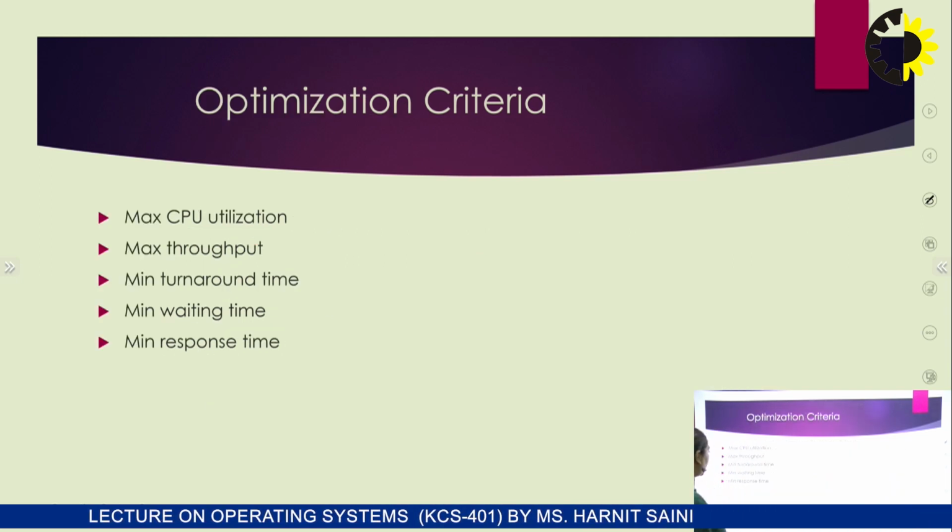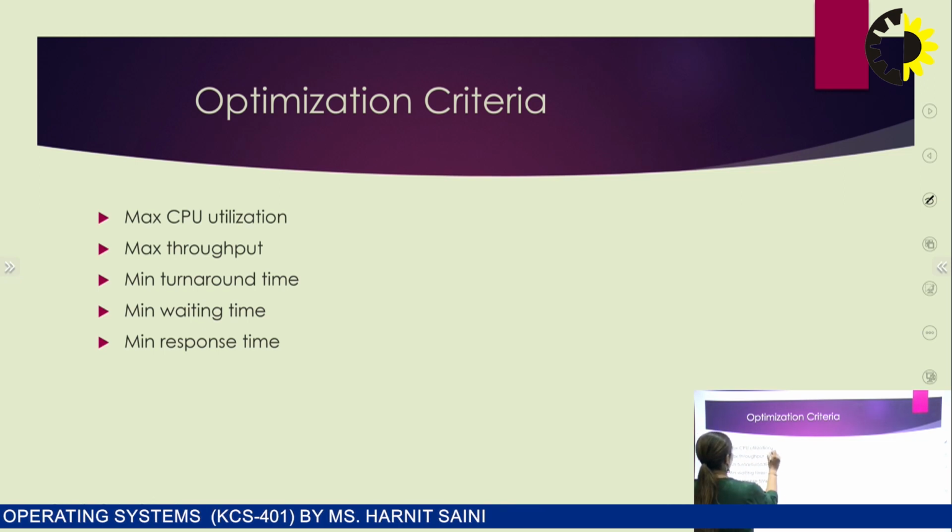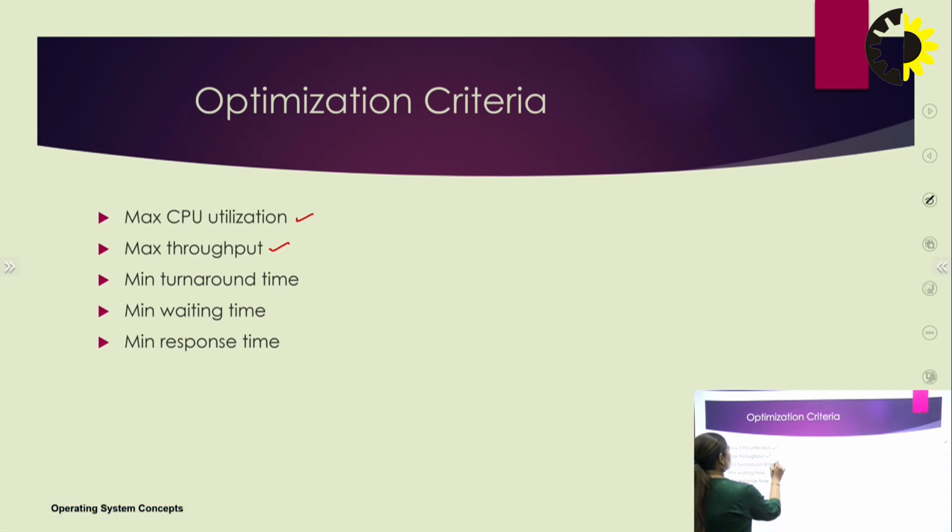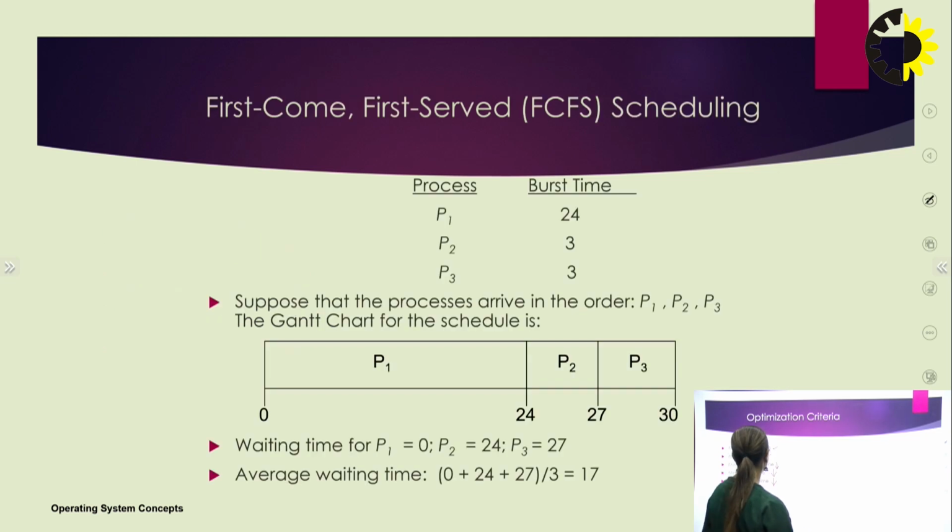Now, the optimization criteria: we have to maximize CPU utilization, maximum throughput should be there, turnaround time should be reduced, waiting time also should be reduced, and response time also should be reduced, right?